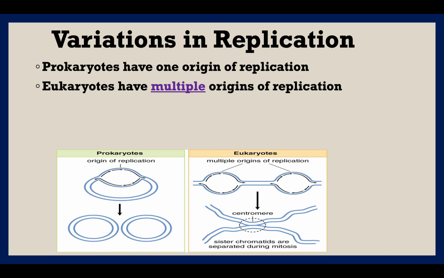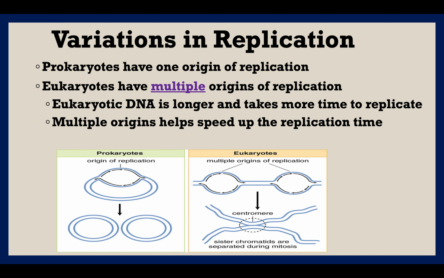Eukaryotes have multiple origins of replication. And that is not just because we have more than one DNA molecule. That is because even in a single DNA molecule, we can have more than one. And the reason for that is that chromosomes, or the DNA molecules that we have in eukaryotes, are linear. They have a beginning and they have an end. They are not circular. And that's one of those reasons.